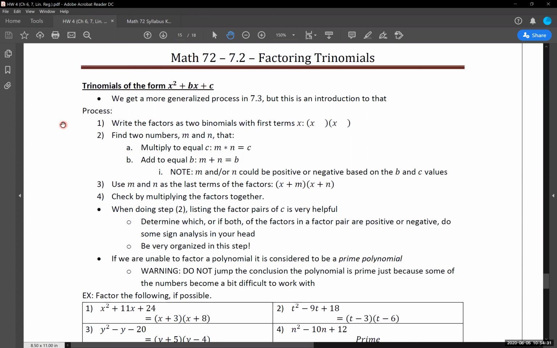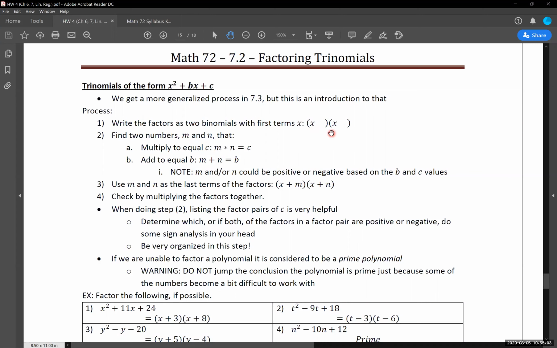So our general process with this, of how we're going to factor this thing, we want to write the factors as two binomials with the first terms of x. So we're always going to get something, if we have an answer, in the form x plus or minus a number times x plus or minus a number. The numbers could be the same, they could be different, they could be positive, they could be negative, we don't know. We're going to start with thinking of it as the shell, air quotes, of our final answer.